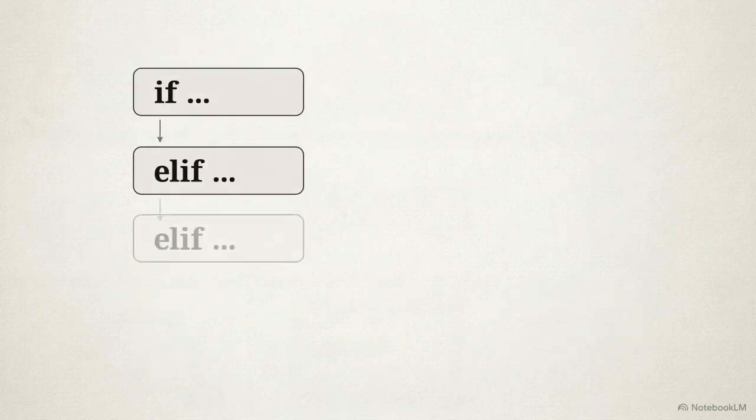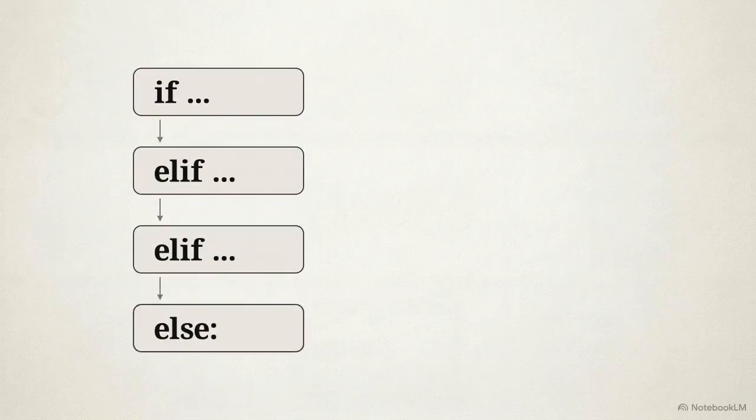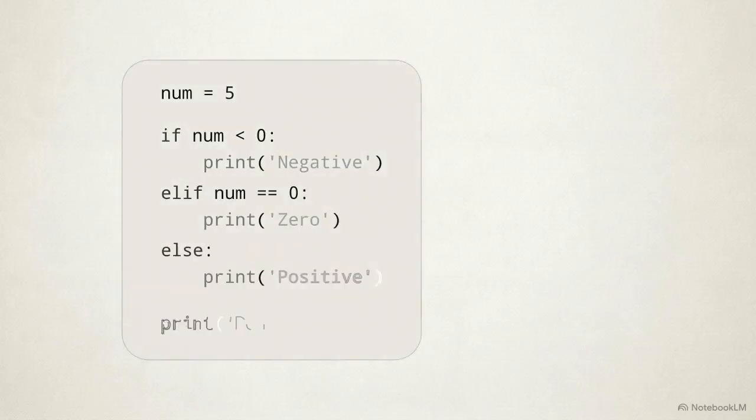When you have more than 2 possibilities, you use an elif ladder. Elif stands for else if. This code checks if a number is negative. If it's not, it moves down the ladder to check if the number is exactly 0. Finally, if both conditions fail, the else catches everything remaining, meaning the number must be positive.